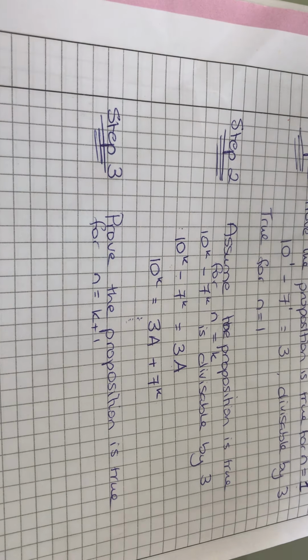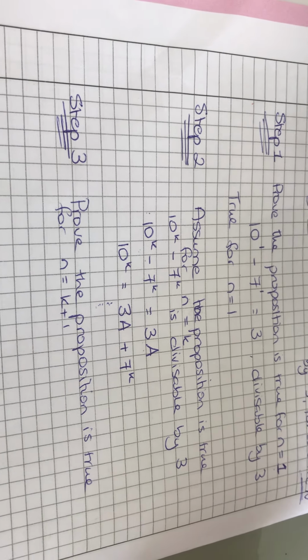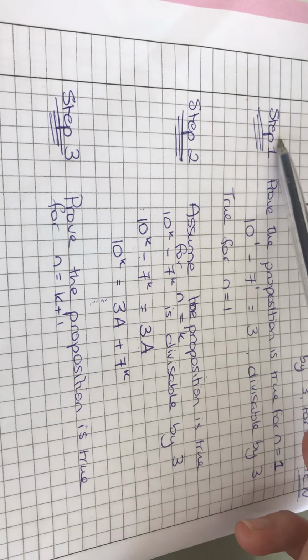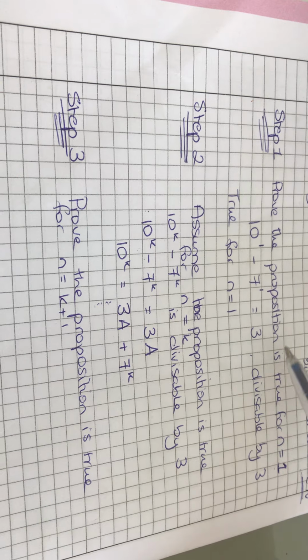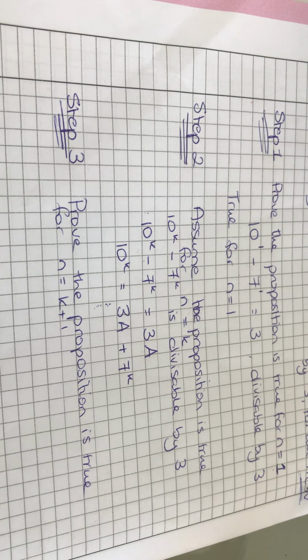Okay. So just one more time, I just want to explain that. You can obviously just skip this little bit if you're absolutely happy with it. Step 1, you prove the proposition is true for n equal to 1, the lowest natural number in this situation.